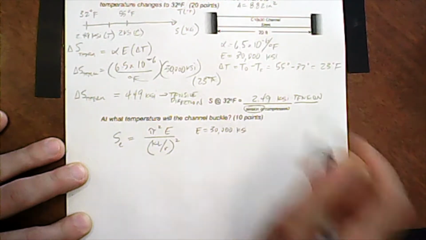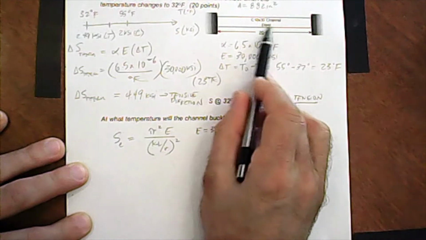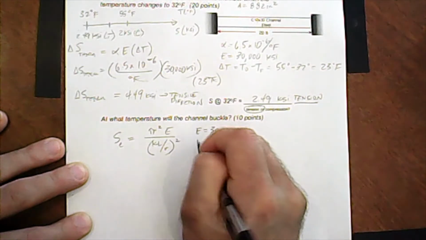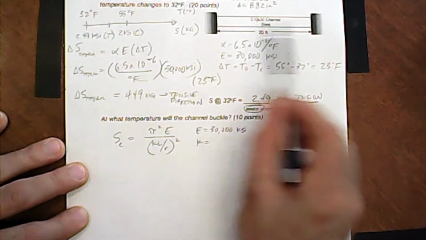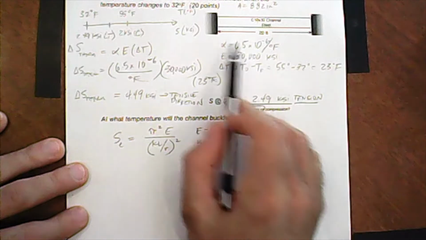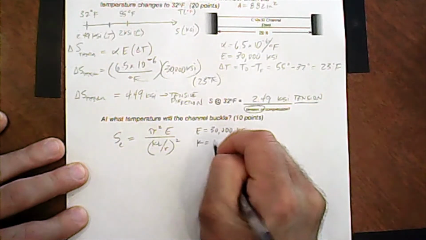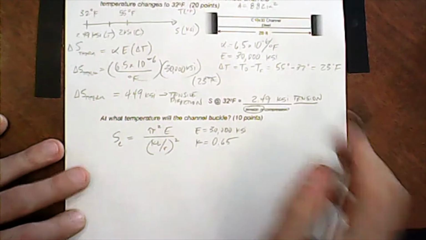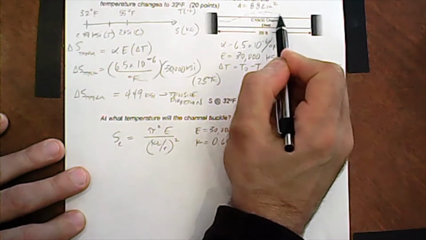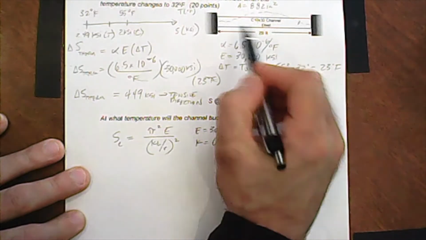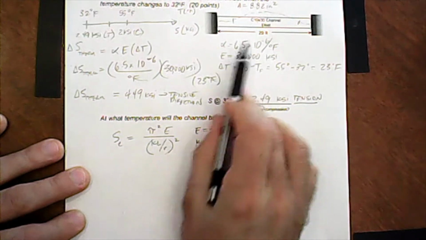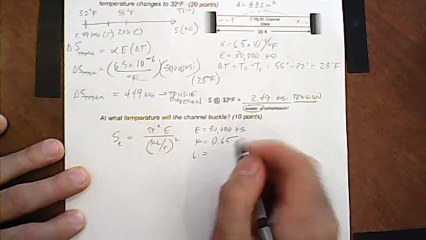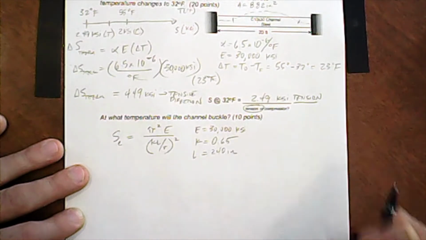E is 30,000 KSI, because we have steel again, it says so right there. K has to do with our support conditions. And if you look in your notes, you'll see that K for fixed is 0.65, because that's saying that our deflected shape is going to be approximately from here to here, which is about 65% of the initial length. L is going to be the initial length, but we're not going to use 20 feet, are we? We're going to use 240 inches.